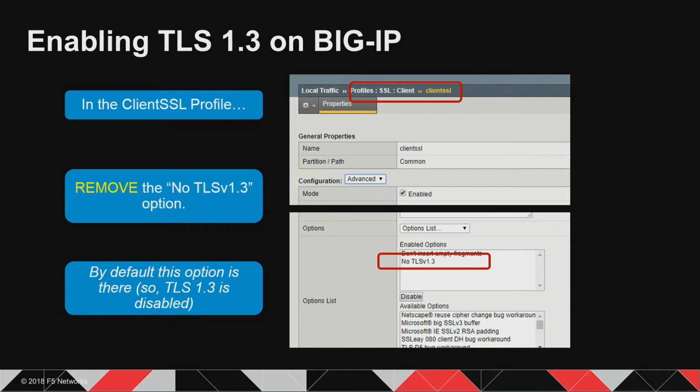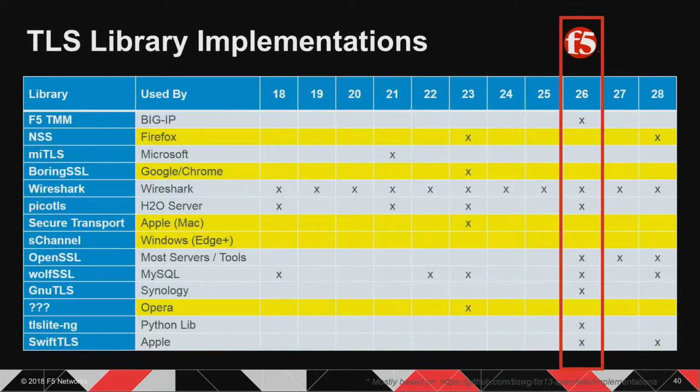So you can enable it in the client SSL profile, under advanced. By default, it has the no TLS1.3 option now. It's a new option. You just remove that, and then you'll have TLS1.3 turned on.